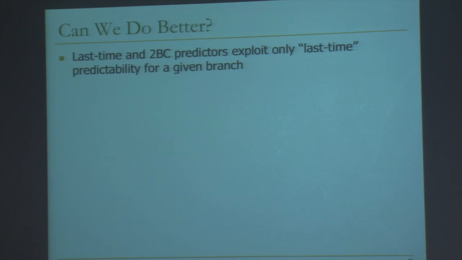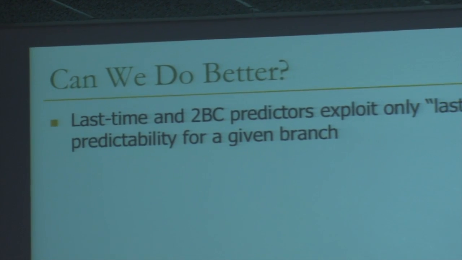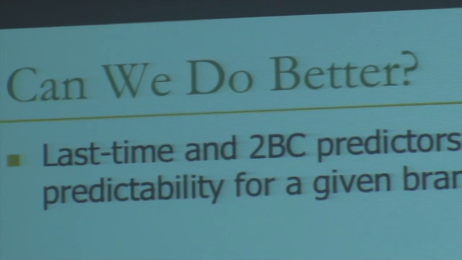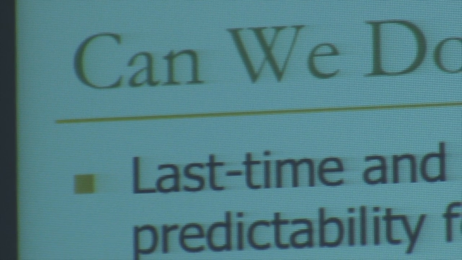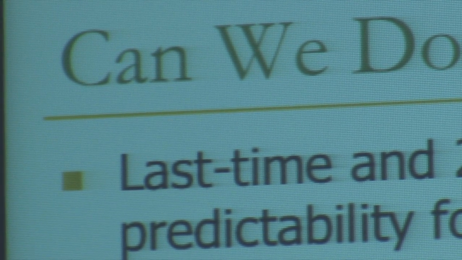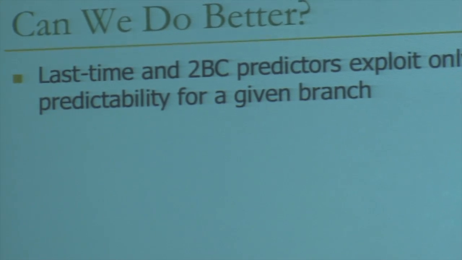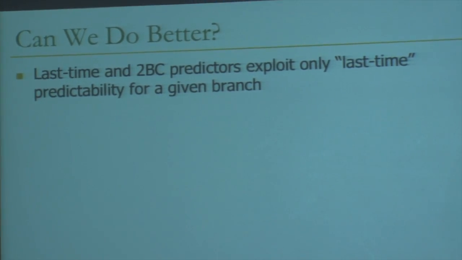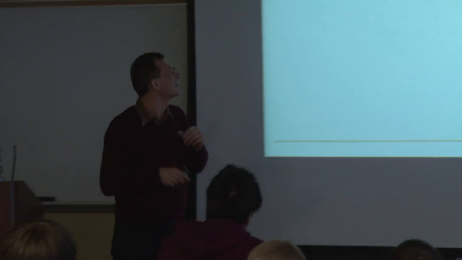OK, so can we do better? This was the question that I asked at the very end. We looked at last time at 2-bit counter predictors, and they exploit only last time predictability for a given branch. Basically, the last time I executed this branch, where did it go? With a single-bit counter, it's just the last time, right? With 2-bit counters, it's really last n times, right? Actually, n is 2 kind of, right? Because you're biased in 2 directions. Strongly taken, weakly taken, strongly not taken, weakly not taken. With a 3-bit counter, you can actually have more history, but then you can adapt less quickly.